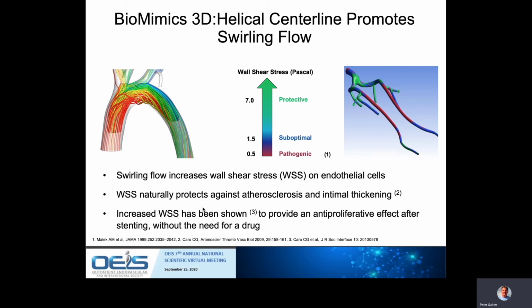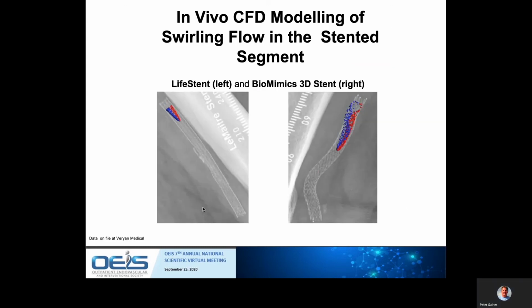Within the superficial femoral artery, it is possible to demonstrate the generation of swirling flow using computational fluid dynamic modeling. On the left is a patient who's received a straight stent, and you'll see that this modeling nicely demonstrates laminar flow. On the right, a separate patient has been treated with the BioMIMCS 3D stent. You can see clearly that the stent has deformed the artery into a helical contour and that the blood flow is now swirling, and you would expect a high wall shear.